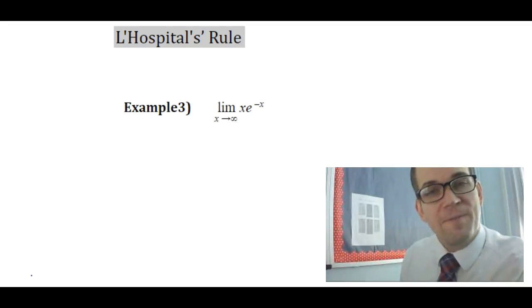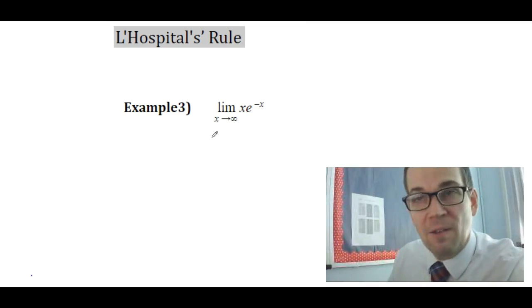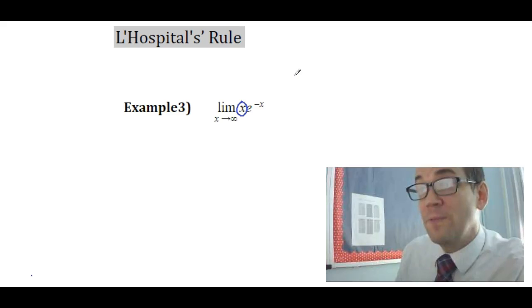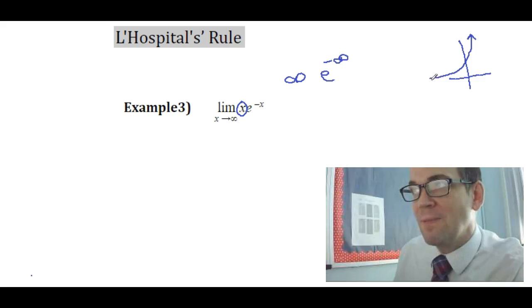This example doesn't really follow any of the rules I've shown so far. That's why it's a great one to do. If I just start with my normal idea of plugging in infinity, this is going to go to infinity, and then e to the negative infinity, you might need to think about the graph for that. You should know that e to the x looks like this. So as x approaches negative infinity, this graph basically goes to 0.